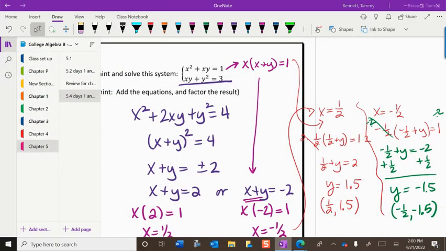And understand, this is not the only way to solve these. I could have solved both of those for xy, and the first one would be 1 minus x squared, and the second one would have been 3 minus y squared. Lots of options to solve these.